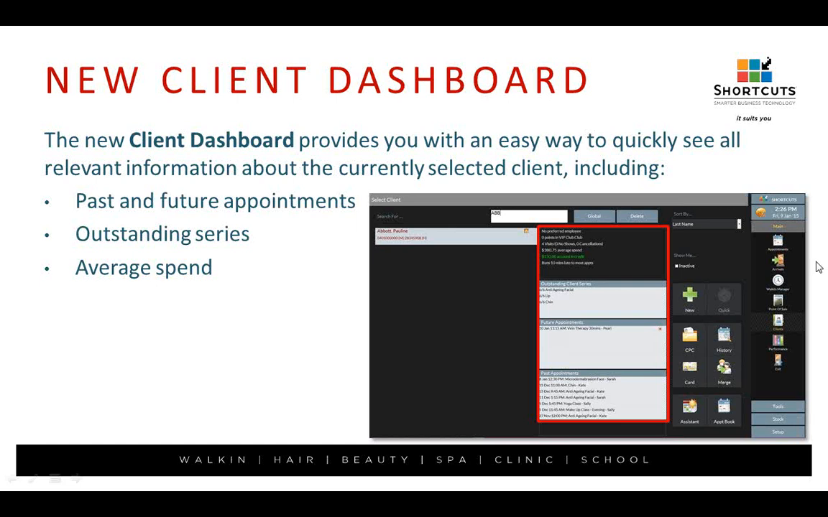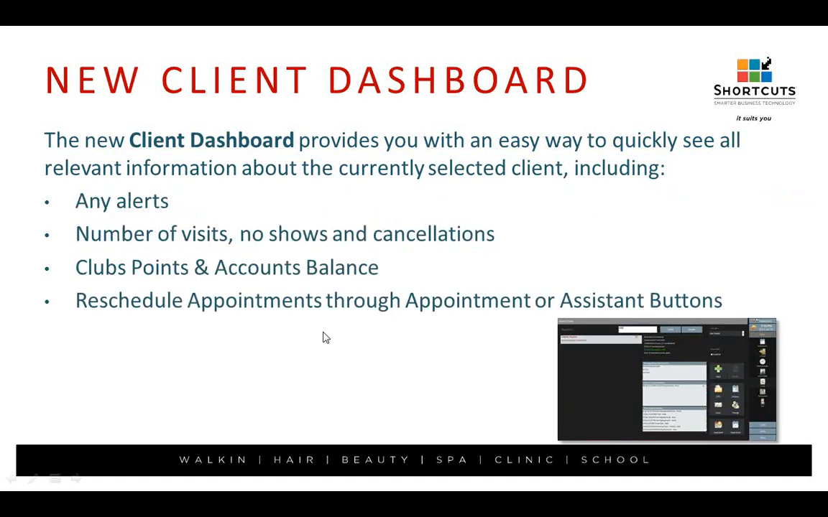Oh, it looks like I have a question. How do you access the client dashboard? This is one of the features in Shortcuts version 8. So if you have Fusion, this would not be available necessarily in Shortcuts version 7 or 4. And this is something that is automatically turned on. Okay. So again, any alerts, number of visits, club points, account balance, and any appointments, any appointment history.